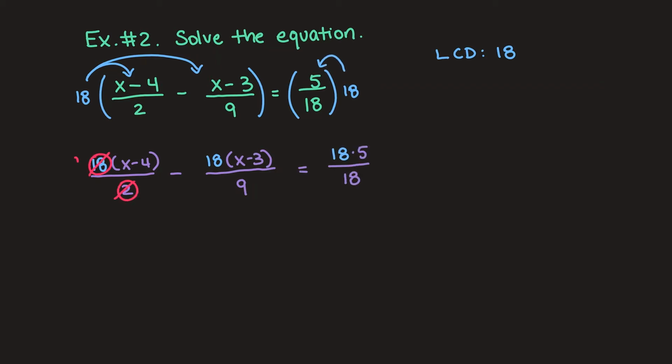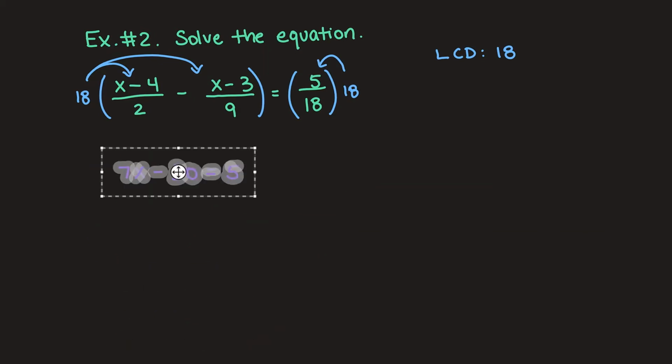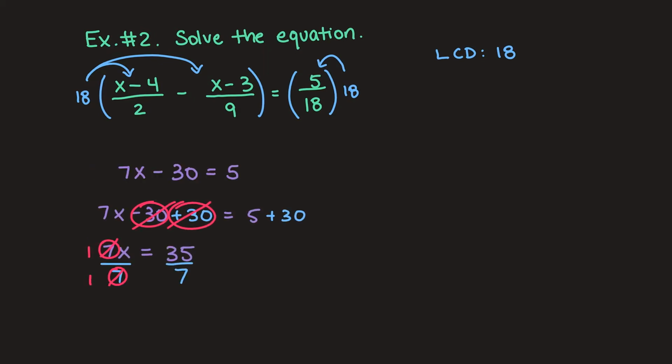Now 18 and 2 reduces to 9 over 1, 18 and 9 reduces to 2 over 1, and 18 and 18 reduces to 1 over 1. So now our equation becomes 9 times (x minus 4) minus 2 times (x minus 3) equals 5. And we have cleared the fractions. Now all that's left to do is to simplify the left side by distributing and combining like terms. And then solving for x, we get x equals 5. So this is our solution.